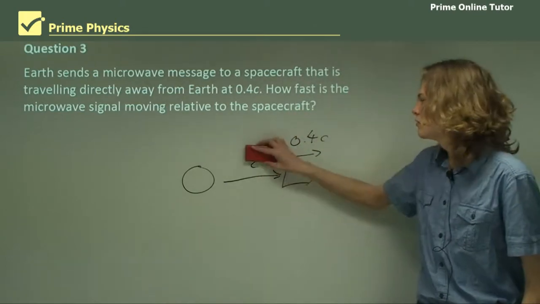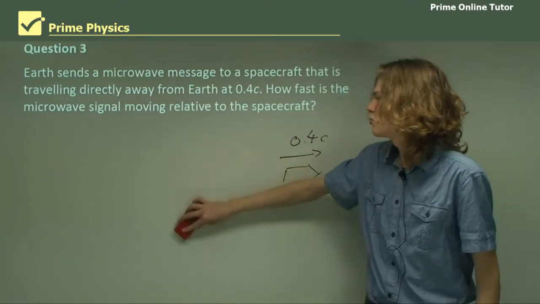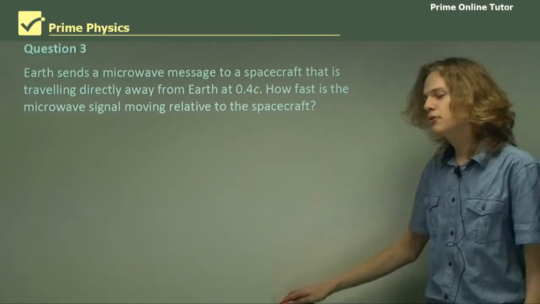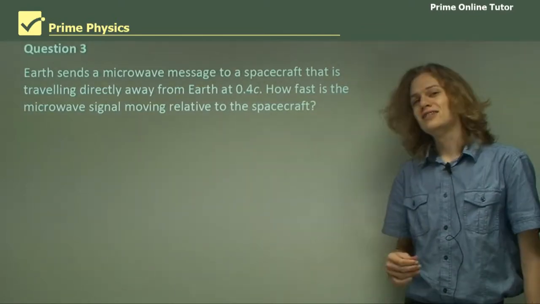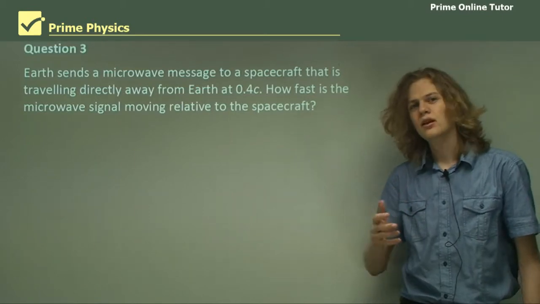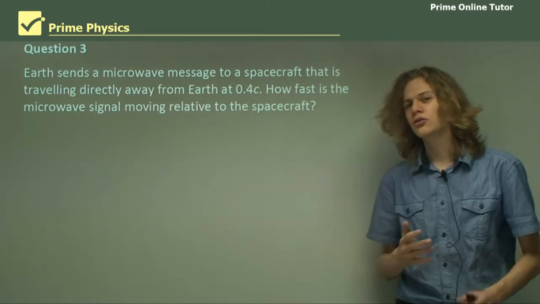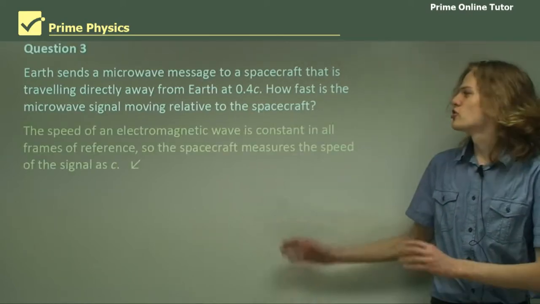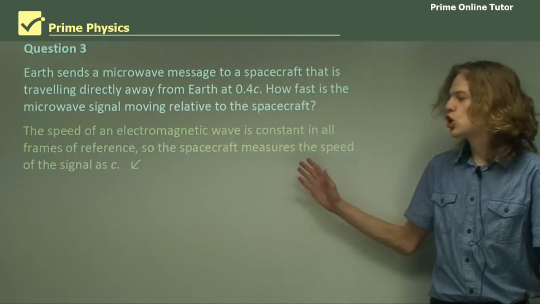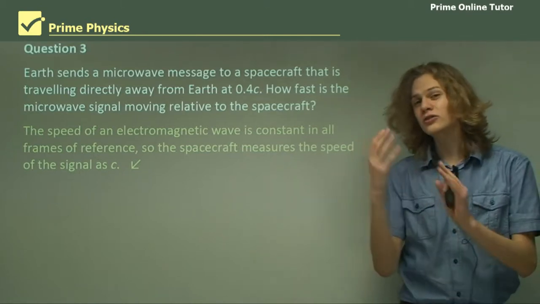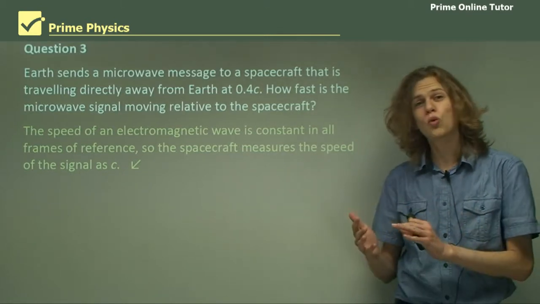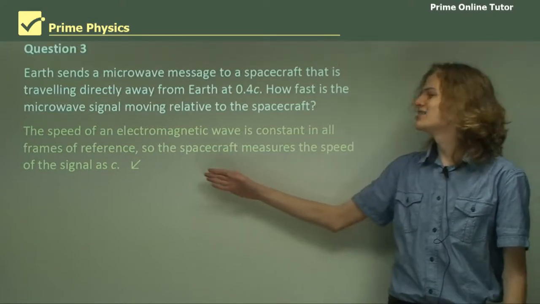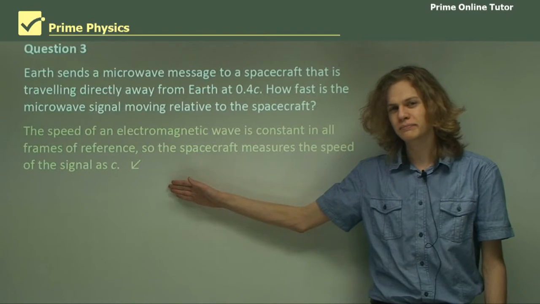Microwaves travel at the speed of light. They're an electromagnetic wave. And Einstein's special theory of relativity states that the speed of light is the same for all observers, regardless of their frame of reference. So the speed of an electromagnetic wave is constant. Doesn't matter how fast you're moving away from the Earth or how fast you're moving toward it. You will always measure the speed of the microwave signal as c, the speed of light.